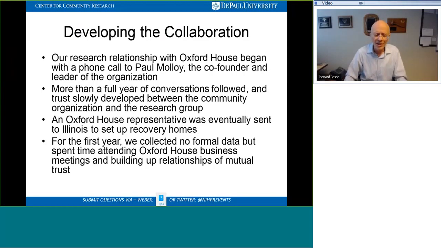So we developed a collaboration with this organization with a phone call to the founder, Paul Malloy. And for over a year, we had conversations building trust between the community organization, Oxford House, and the Paul Research Group. An Oxford House representative was eventually sent to Illinois to set up a group of recovery homes in the early 1990s. And for the first year, we collected no formal data, but spent time attending Oxford House business meetings and building up a relationship of mutual trust.